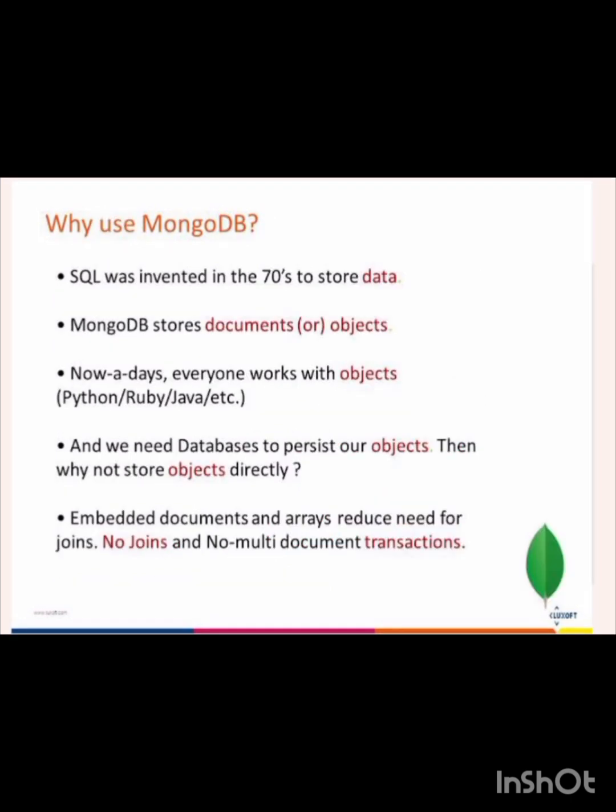Moving on to the next slide, why we use MongoDB. It was invented in the 70s to store data. It stores documents or objects, and nowadays everyone works with objects such as Python, Ruby, Java, etc. And we need a database to persist our objects. And embedded documents and arrays reduce the need for joins. MongoDB is built on a large-scale scale-out architecture that has become popular with developers of all kinds for developing scalable applications with evolving data schemas.